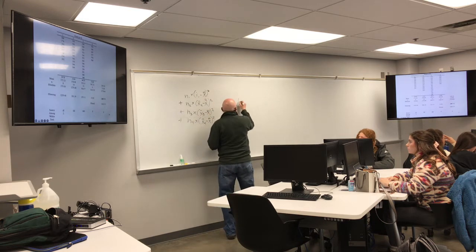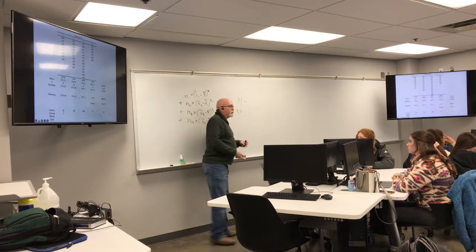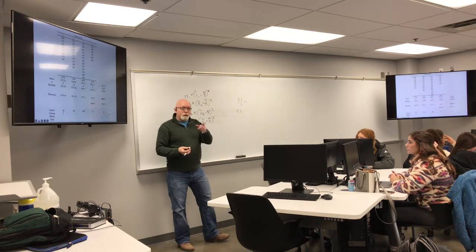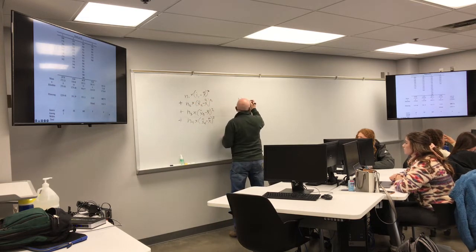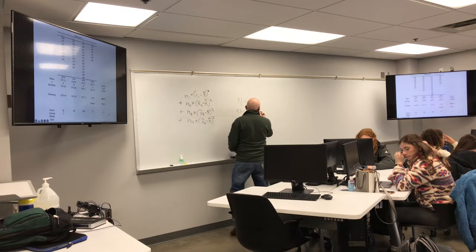It's the total sample size of the whole thing, which is 37, minus the number of treatments, which in this case is 4. So 37 minus 4, this should be 33.